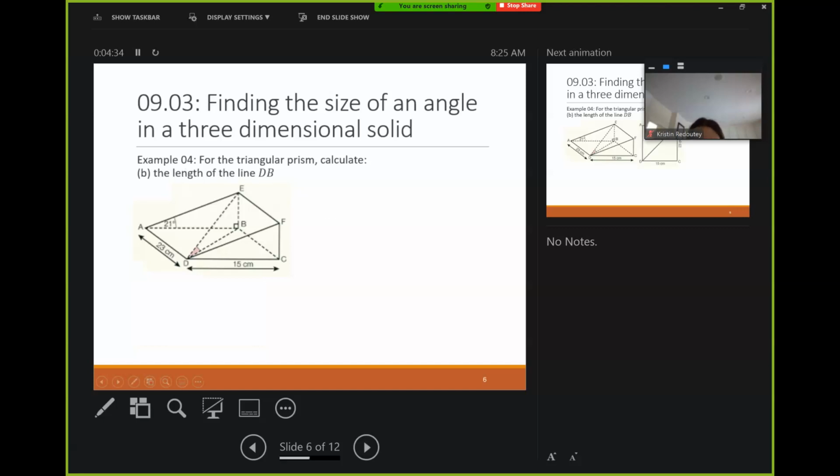Next up, we want the length of the line DB. So this is basically the bottom of this wedge. Again, these are right triangles, so I can just use the Pythagorean theorem to find DB.